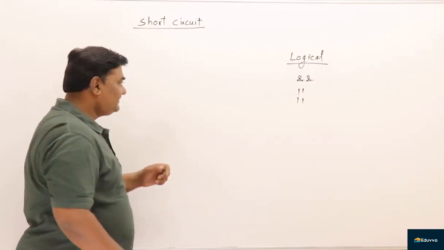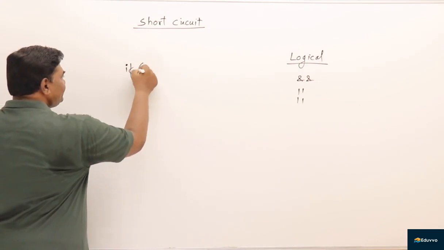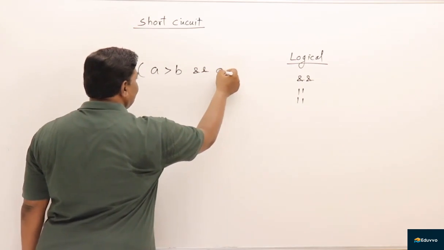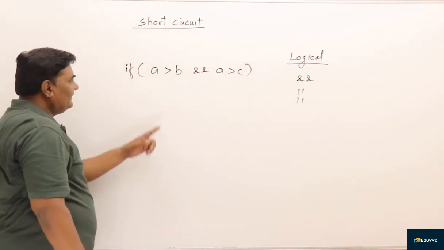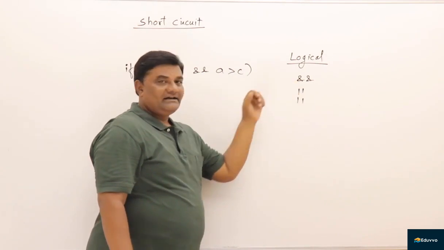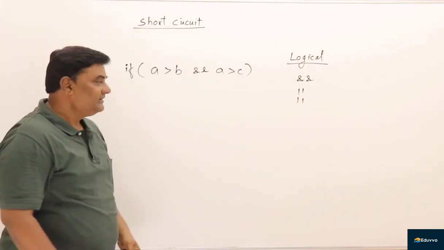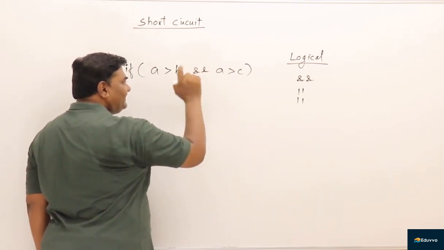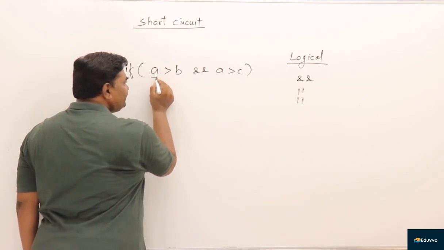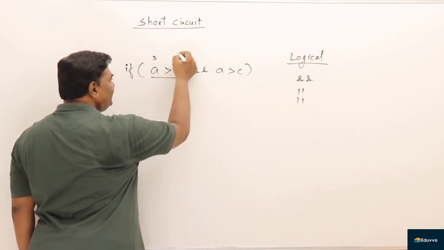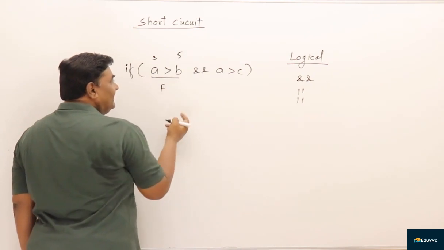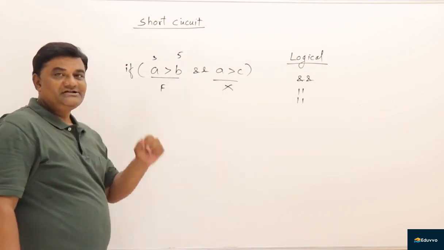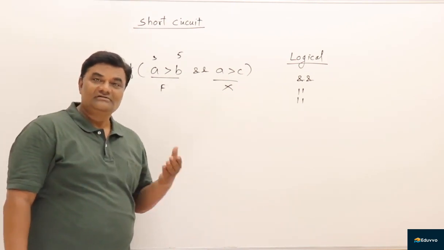Short circuit. Let us see. See, if I am writing a condition A greater than B and A greater than C, the logical operation used is AND. Now let us understand what is short circuit. See, AND will be true if both are true. If any one is false, then the entire result is false. Suppose this A is not greater than B, that A is 3 and B is 5, so this will be false. And if this is false, this condition will not be checked. That condition will not be checked, so this is called short circuit.